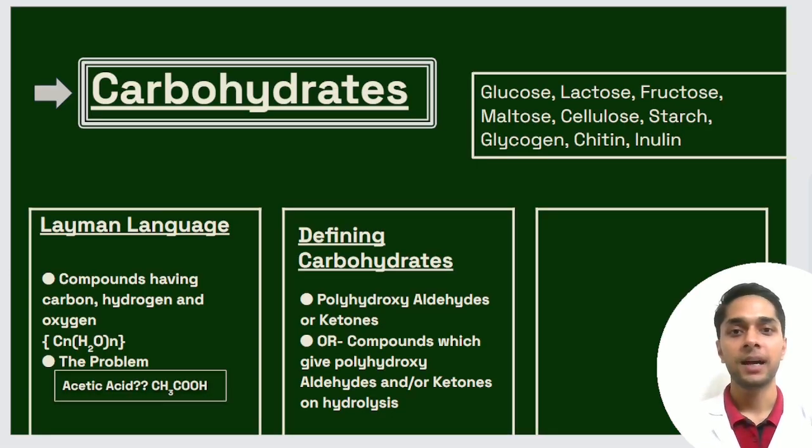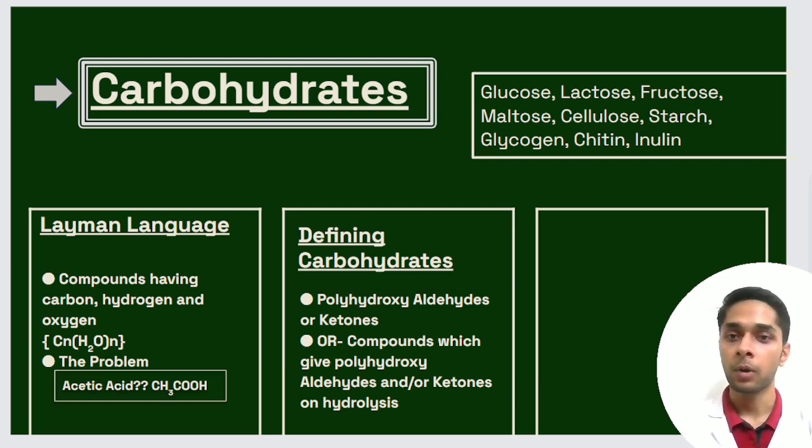Let us first define carbohydrates. You must have heard about glucose, fructose, lactose, cellulose, starch, chitin, and inulin, such polymers in your prior classes. Now, if you define it in layman language, they can be defined as carbo, which means compounds that have carbon, and hydrates, which means they have H2O or water, giving them the general formula Cn(H2O)n. The problem with this definition is that if you follow it, a compound like acetic acid, which is not a carbohydrate, will be included in this category.